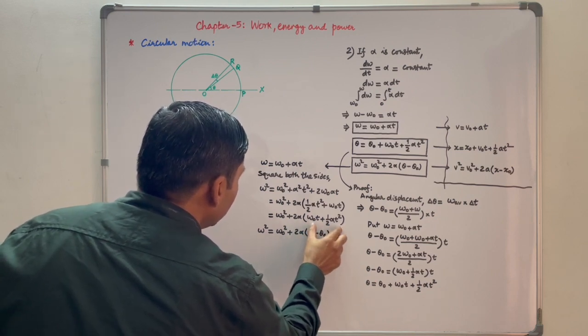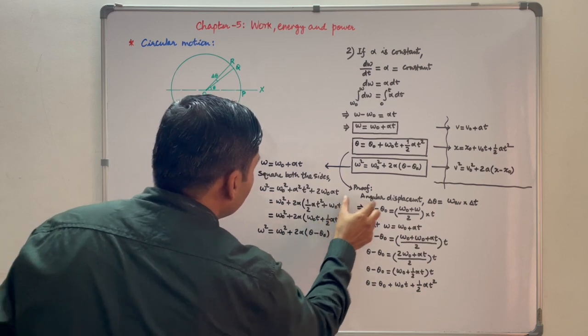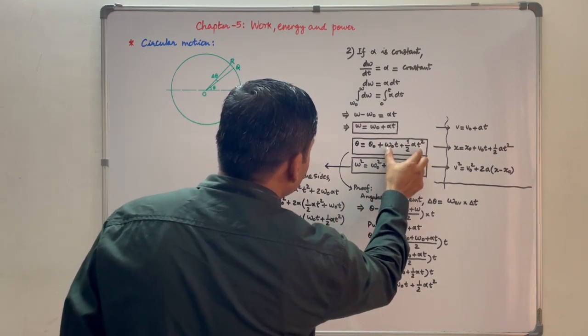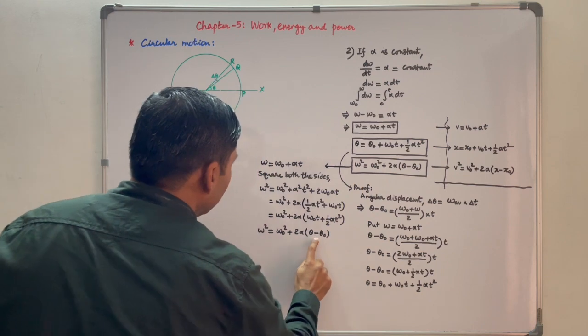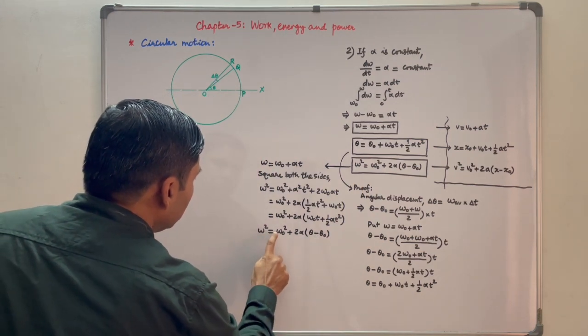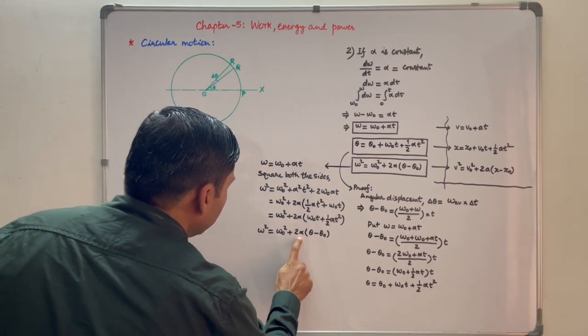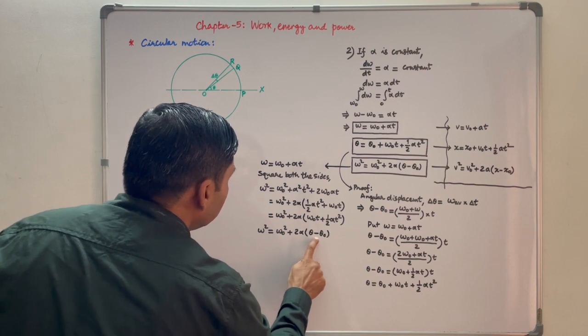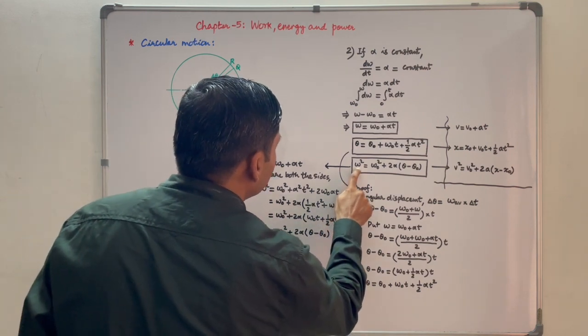Value of omega 0 t plus 1 by 2 alpha t square can be put from second equation, and that is equal to theta minus theta 0. So we have got omega square is equal to omega 0 square plus 2 alpha into theta minus theta 0, and that is third equation of circular motion.